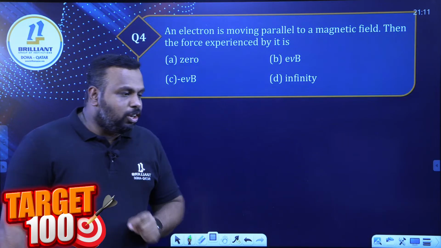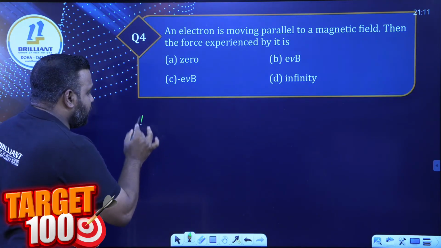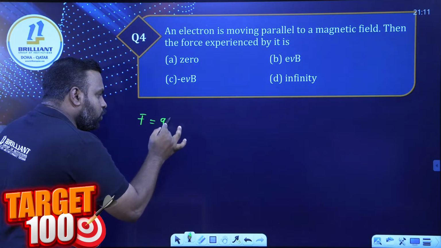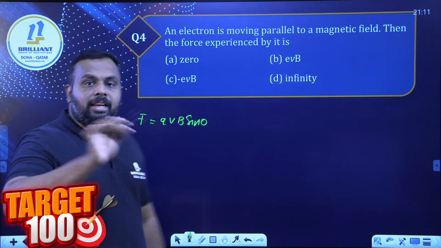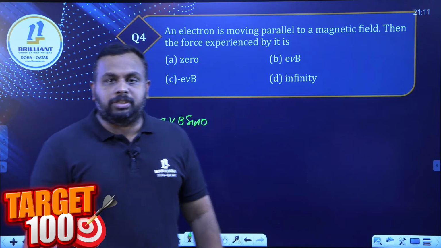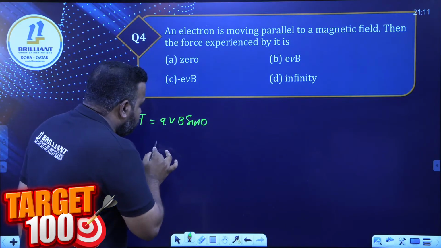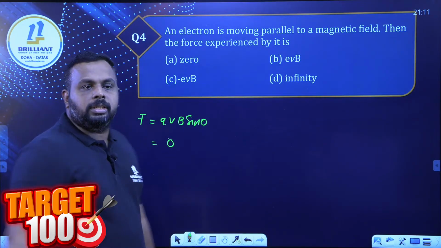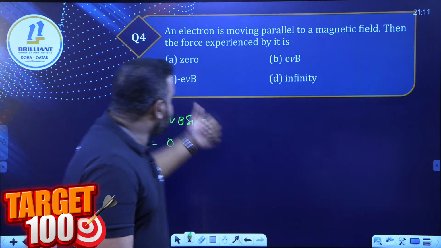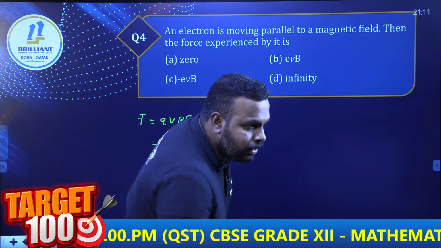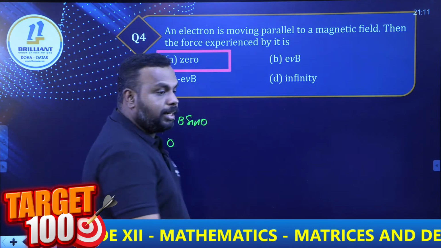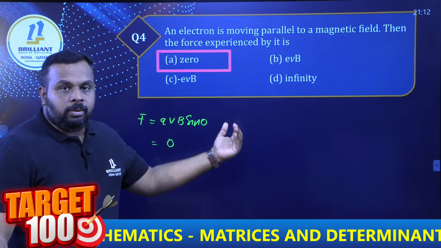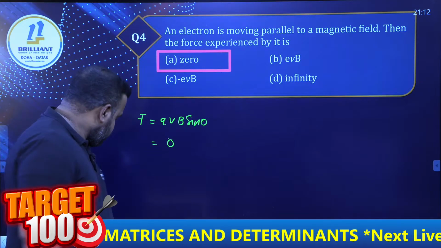It is again based on the Lorentz force. Once again we can write F is equal to QVB sine theta. So if the electron is moving parallel, what is the value of theta? Theta is equal to 0. What is sine 0? 0. So what we can see is the force will be 0 again. Many students are commenting the right answer. So easy question. Right. Next one.